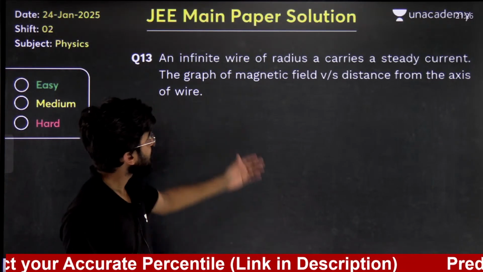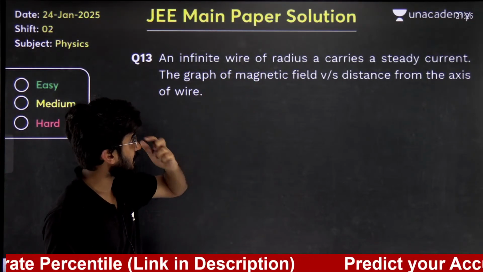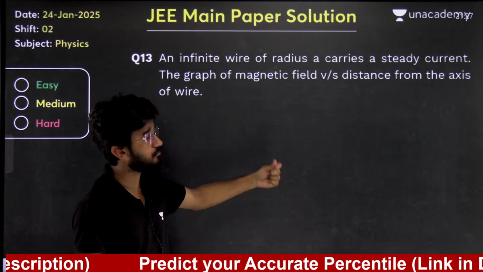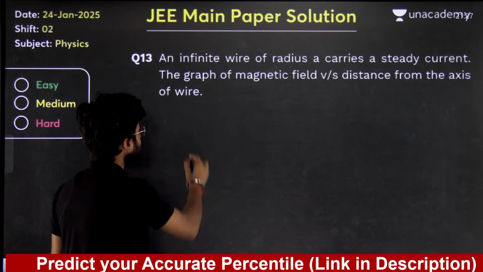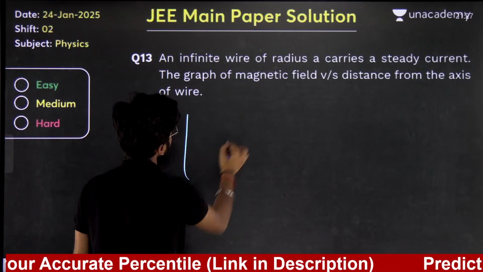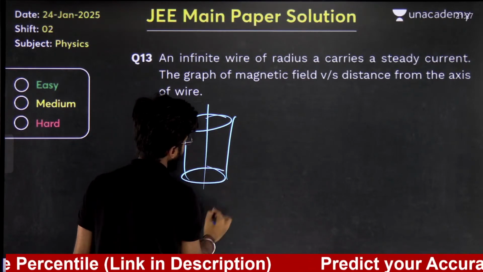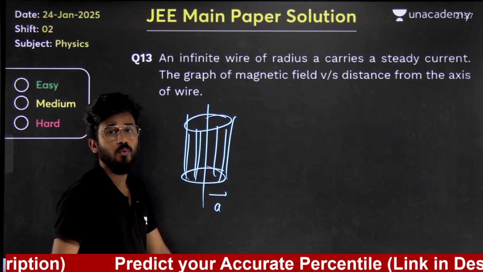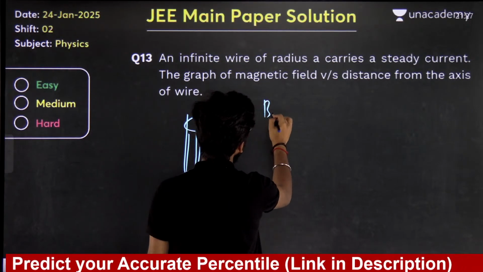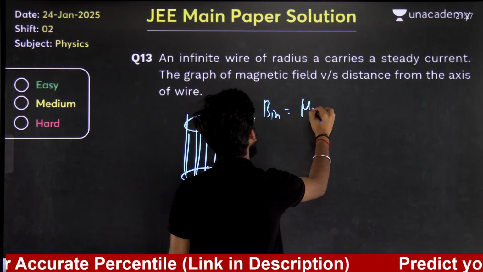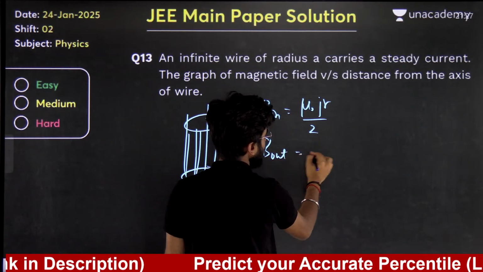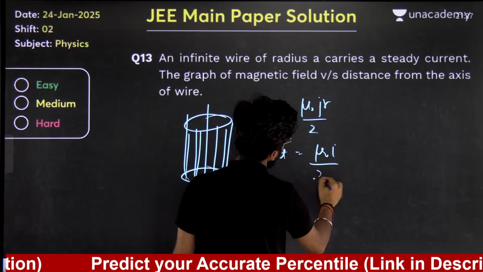The question says an infinite wire of radius a carries a steady current, and we have to find the graph of magnetic field versus distance. Suppose this is the wire of radius a. If the current is uniformly distributed across the cross section, the inside magnetic field is B in equals mu naught J r by 2, and outside the magnetic field is B out equals mu naught I by 2 pi r.